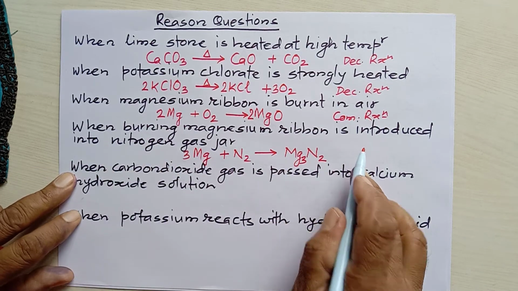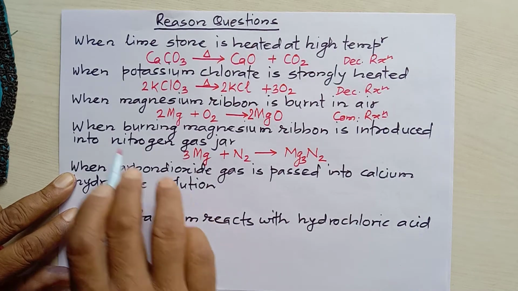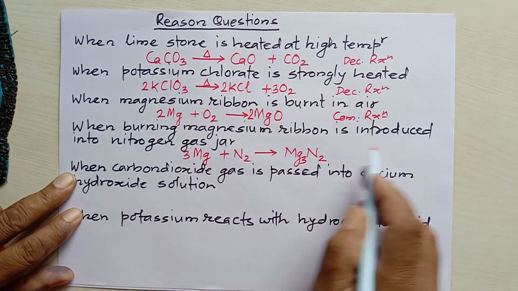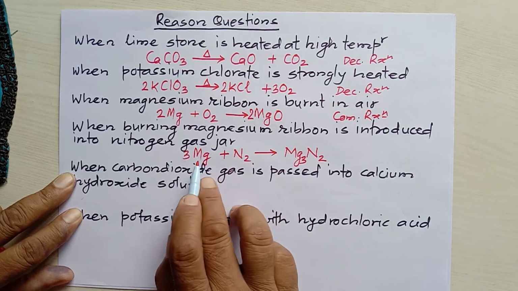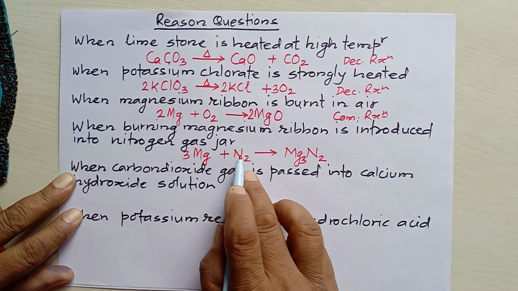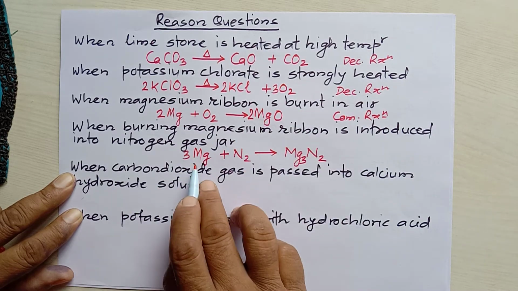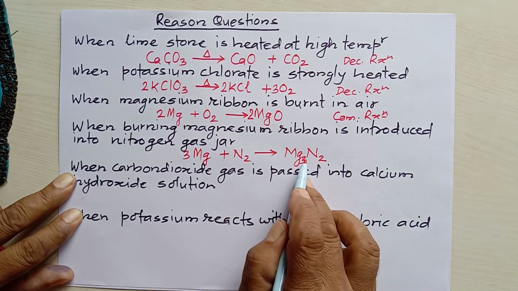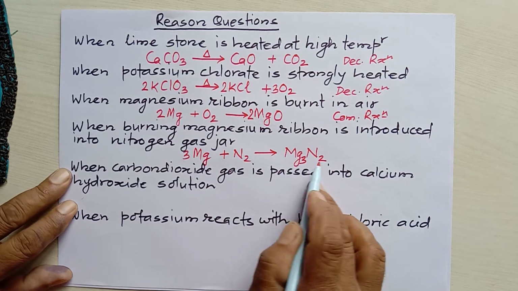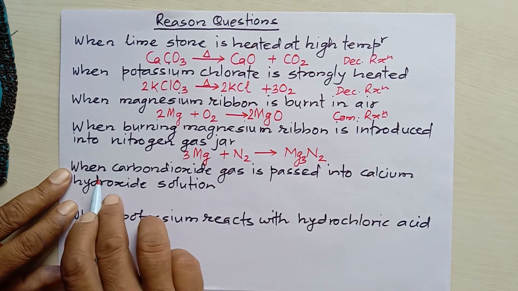Two elements are combined with each other to form a compound. And if we have to write in a sentence, we can write this sentence. When burning magnesium ribbon is introduced into a nitrogen gas jar, then magnesium reacts with nitrogen. It keeps on burning because it reacts with nitrogen and forms what? Magnesium nitride.